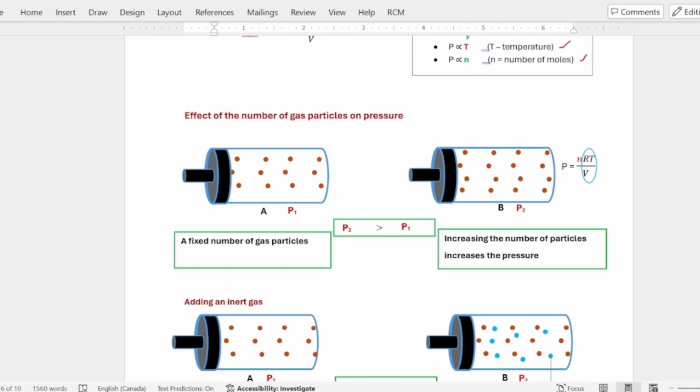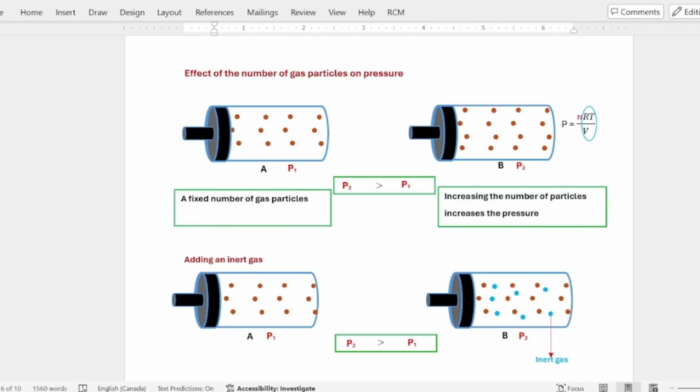So now we're looking at how the number of gas particles affects the pressure. Cylinder A has a certain number of particles, and cylinder B shows an increased number of particles. If you look at the ideal gas equation, you can see that all of these remain constant, but now we have increased the number of moles of particles. As such, the pressure here will increase, so we can say that P2 is greater than P1 by virtue of the number of particles. So two things.